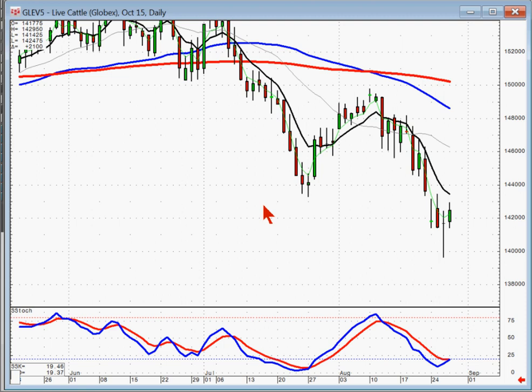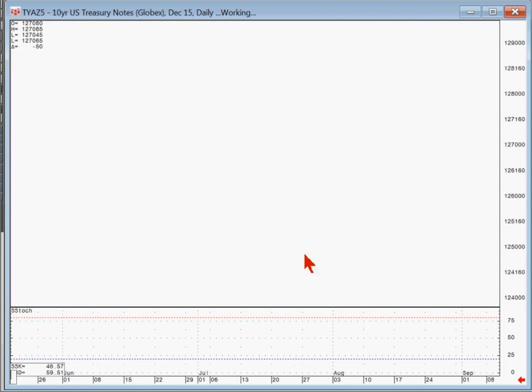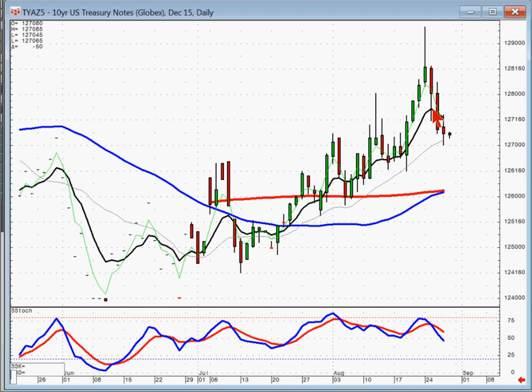And interest rates. Looks like bond prices are moving down, interest rates moving up. Except notice where we are. We're right on the 20, which is the bottom of this trend channel. Been in for 2 weeks.